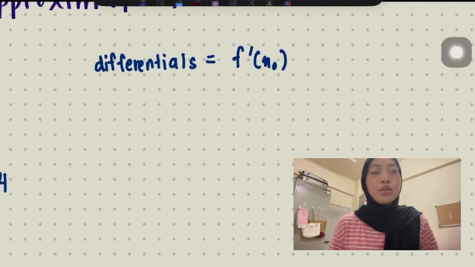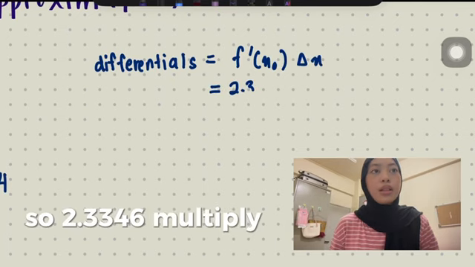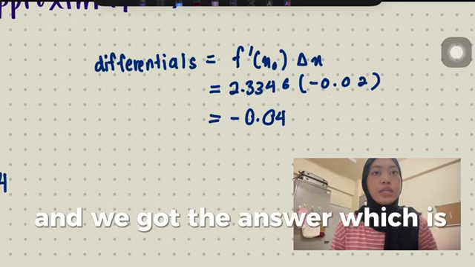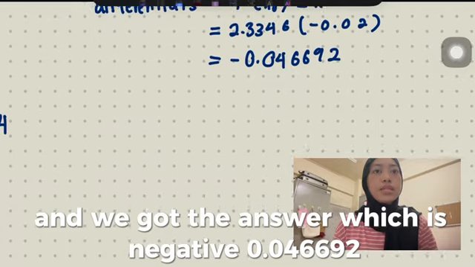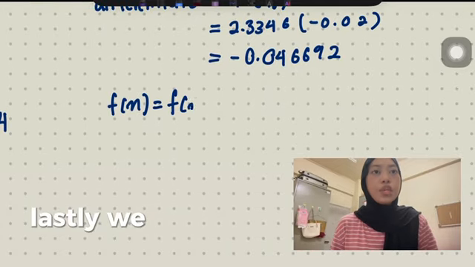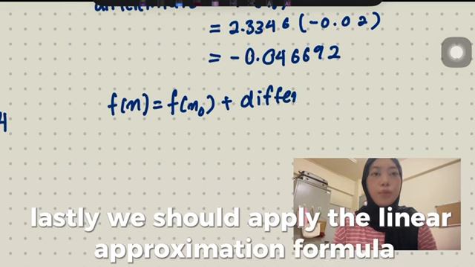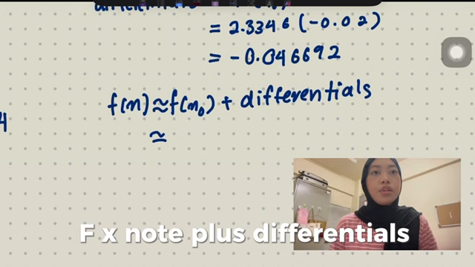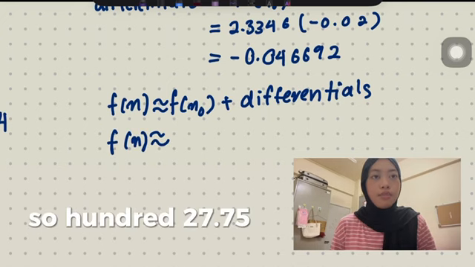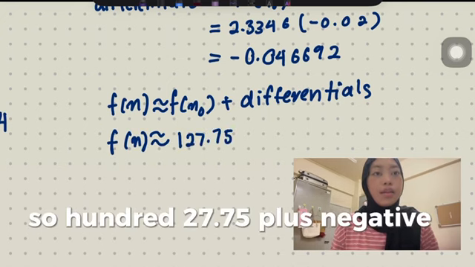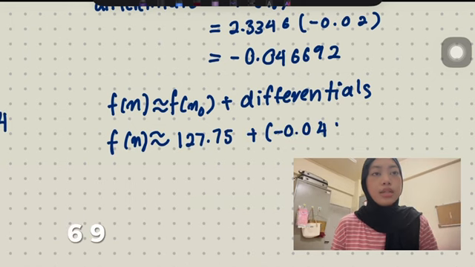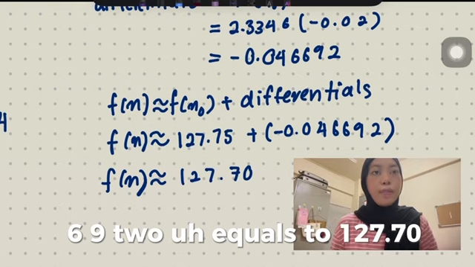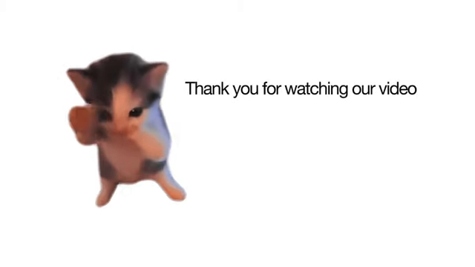Next, we need to calculate the differential, which is f prime x naught multiplied by the difference of x and x naught. So 2.3346 multiplied by negative 0.02, and we got the answer, which is negative 0.046692. Lastly, we apply the linear approximation formula, which is f(x) approximately f(x naught) plus the differential. So 127.75 plus negative 0.046692 equals 127.70.